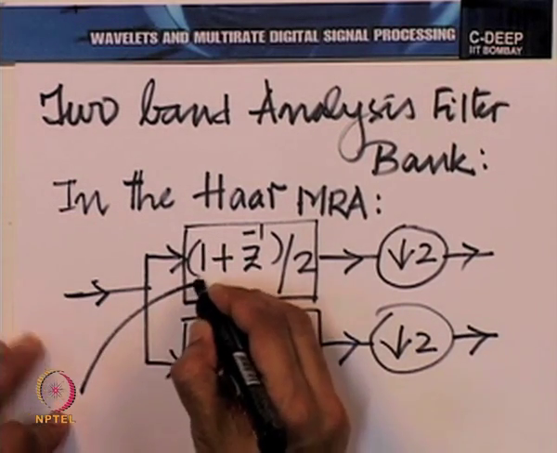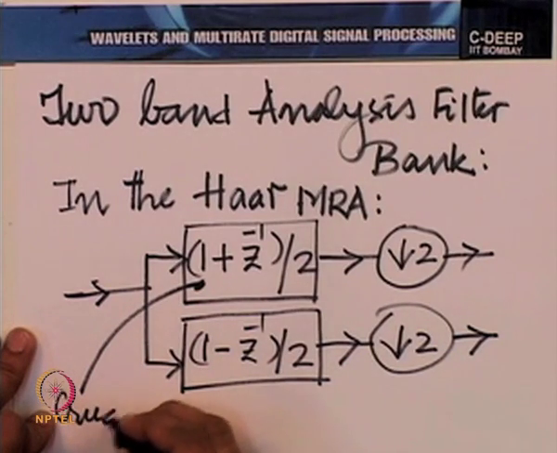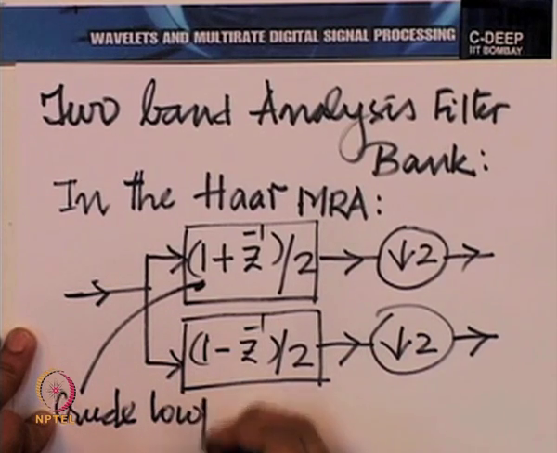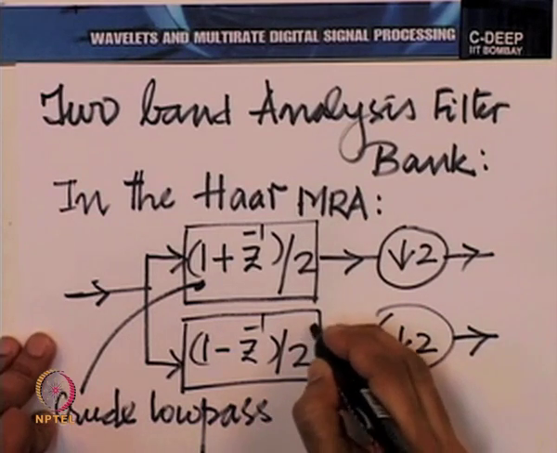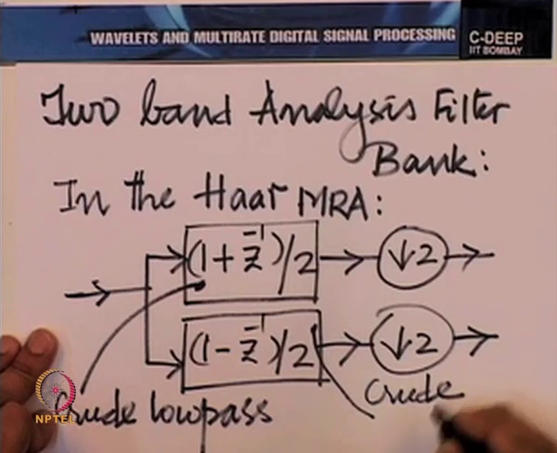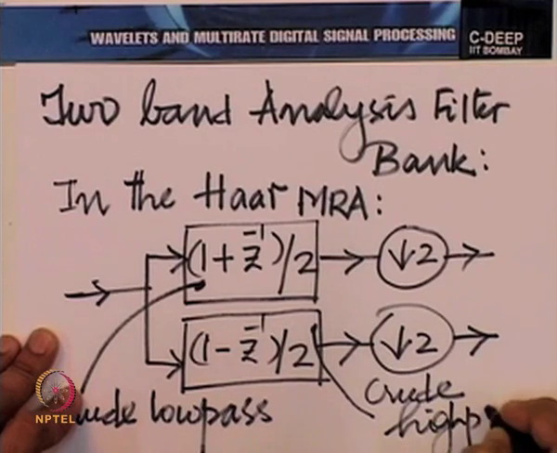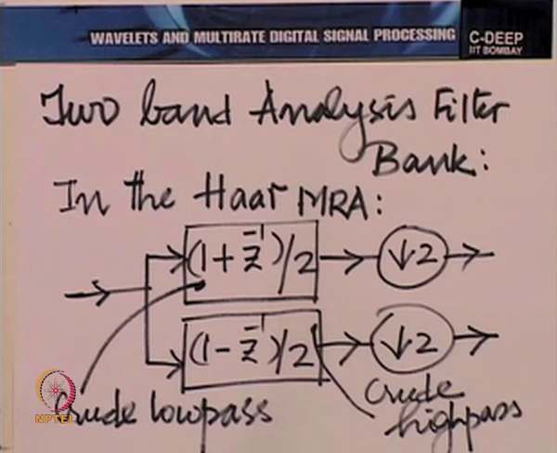In fact, this turned out to be a crude low pass filter. And this turned out to be a crude high pass filter. Of course, high pass and low pass as understood in the discrete time sense. Now, we also recall two other properties of these two filters that we had brought out the last time. One was what we call magnitude complementarity, in the sense that if we simply summed the filter system functions together, you got the identity system function 1.